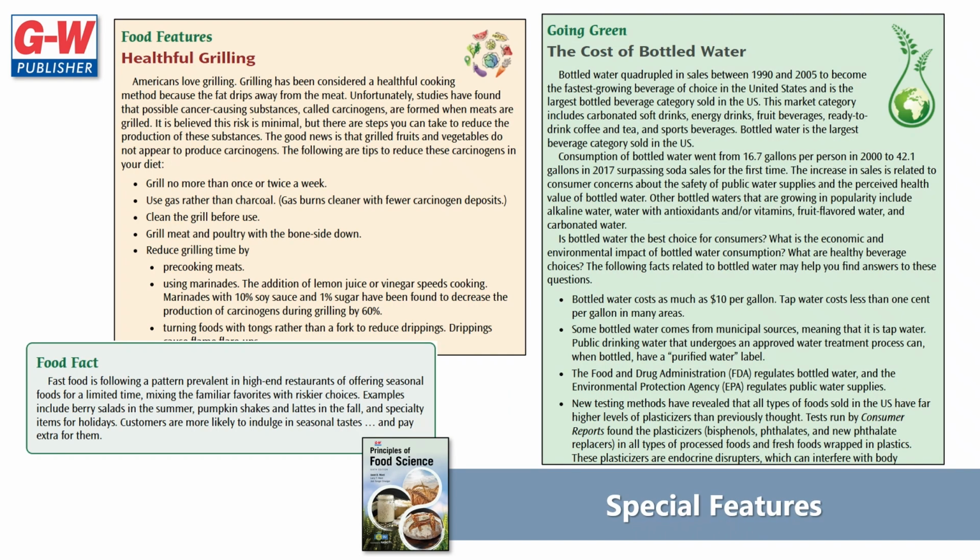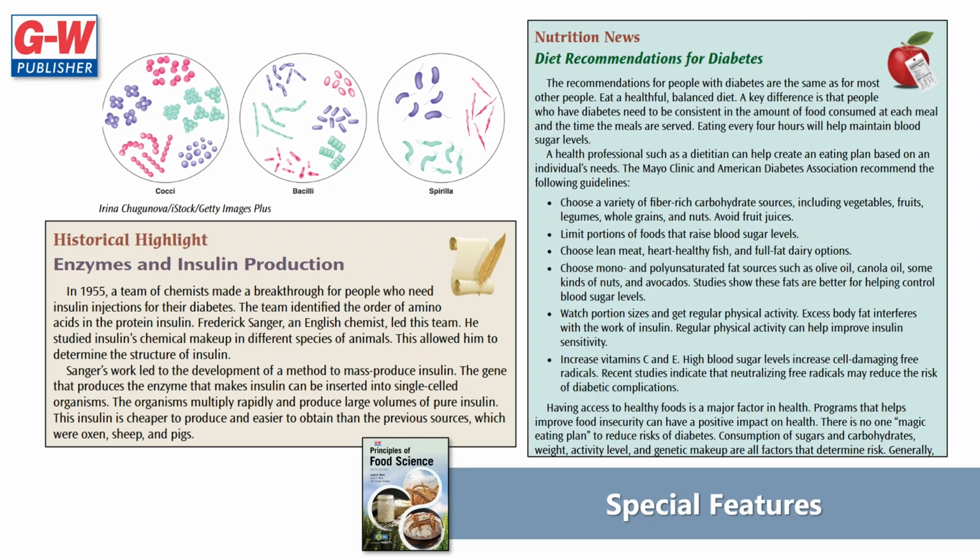Food features offer helpful information about the preparation and consumption of popular food products. Food facts tie chapter concepts to basic food preparation, storage, skills, and safety considerations. Going green raises awareness about food science issues related to sustainability and the environment. Nutrition News relates up-to-date information on nutrition to chapter content. Historical highlights give insight into important food discoveries and the scientific understanding of food.